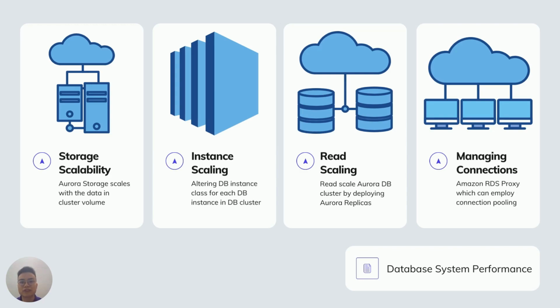Next, to achieve read scaling, we can create up to 15 Aurora replicas in a database cluster that uses single master replication. And to manage connections, we recommend utilizing Amazon Relational Database Service (RDS) proxy if your applications often start and shut connections.